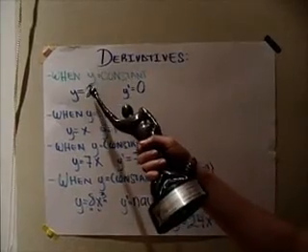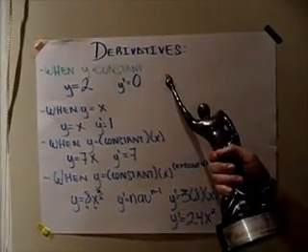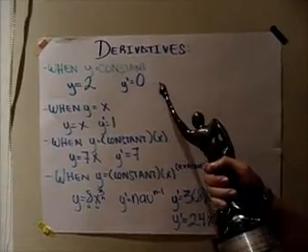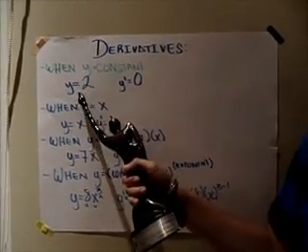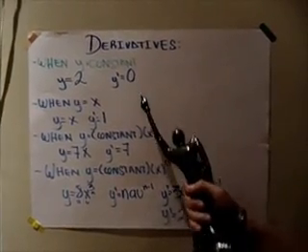I'm going to show you 4 examples. The first one is when y is equal to a constant. The derivative is going to be 0. For example, y equals 2, the derivative is going to be 0.